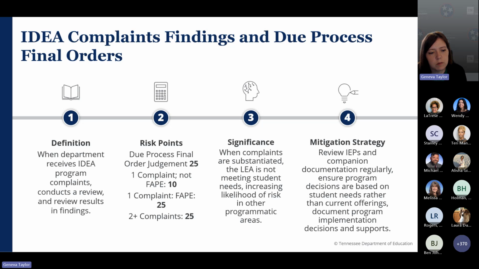Due process final order judgment, 25 points. If there's 1 complaint, but it's not FAPE, 10 points. 1 complaint, it is FAPE, 25 points. 2+ complaints, 25 points. Your mitigation strategy here really is to review your IEPs and your companion documentation. Ensure your program decisions are based on student need rather than your current program offerings, and make sure that you're documenting your decisions and supports as an IEP team and involving the student when applicable, and parents and other folks that are appropriate to invite to the IEP team discussions.